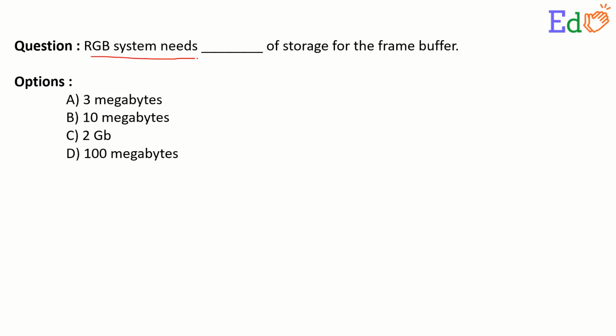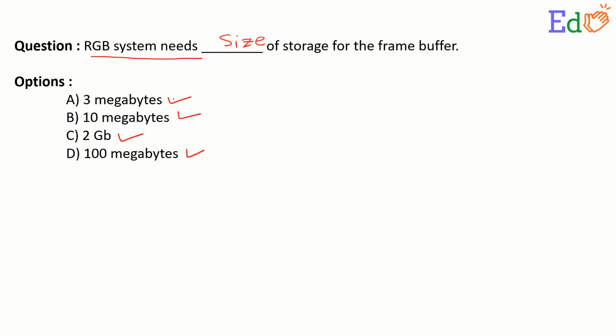The RGB system needs, so here we are supposed to write the size. So what is the size of the storage we require? Size of storage for the frame buffer. Here we have four options: 3 megabytes, 10 megabytes, 2 GB, and 100 megabytes.